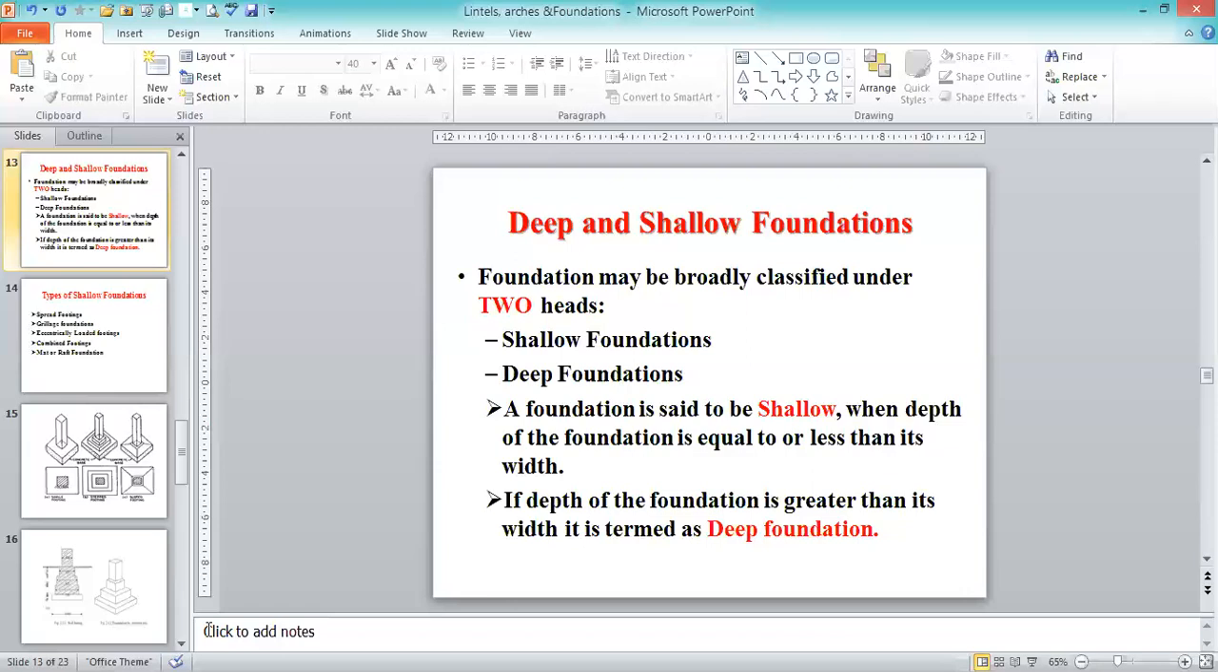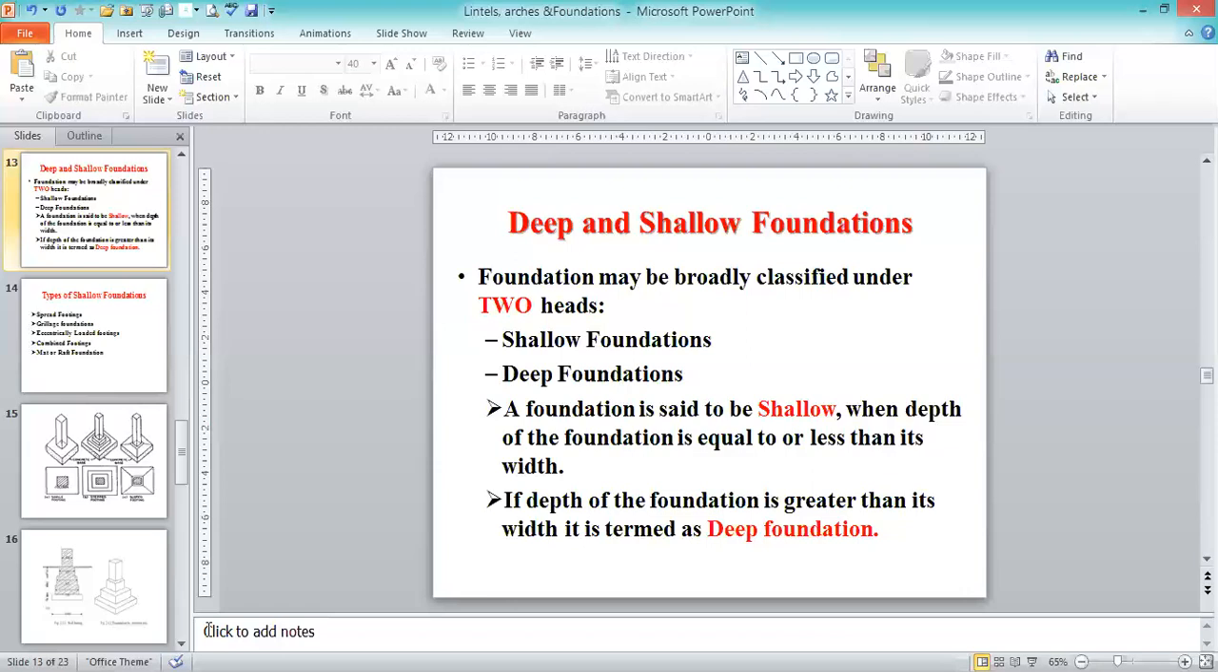We always go for a shallow foundation if the soil has a strong bearing capacity, very good, very high. In other words, if a simple building is going to be constructed, there is no need to go for deeper depths. The shallow foundation is sufficient for simple constructions, and preferably we use the shallow foundation.